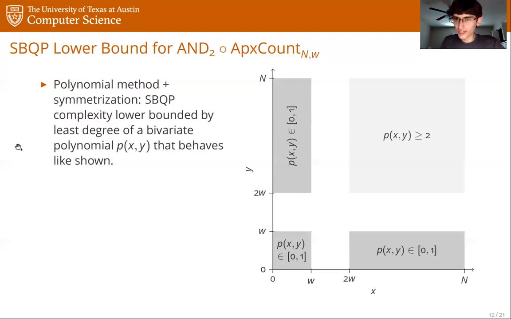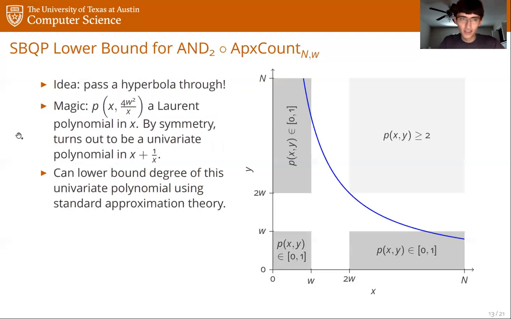It turns out what we actually do is we pass a hyperbola through the plane and look at the polynomial's behavior restricted to this hyperbola. So formally, we look at p of x and then replace y by 4w squared over x. This is a multiple of 1 over x. So this ends up being a Laurent polynomial in x because we plug that in for y.